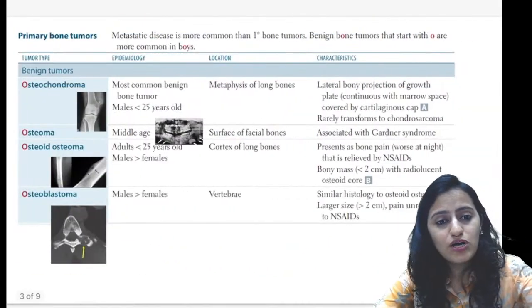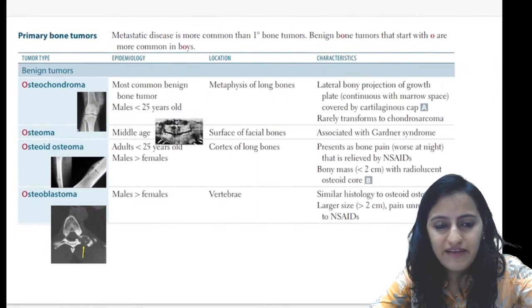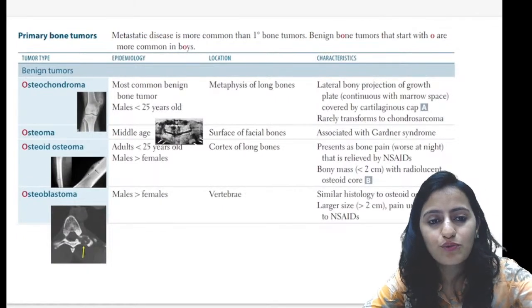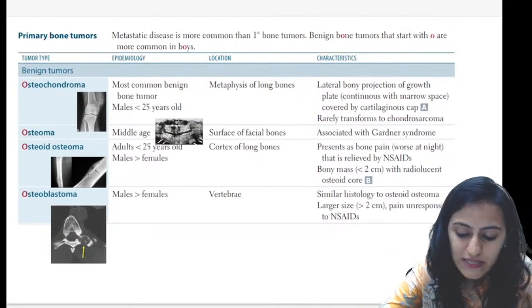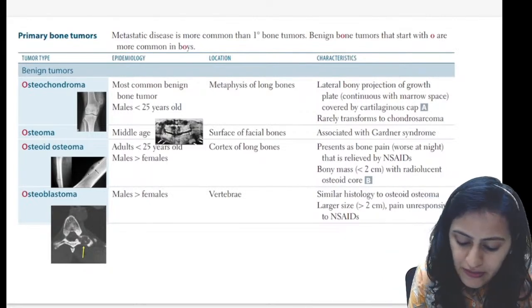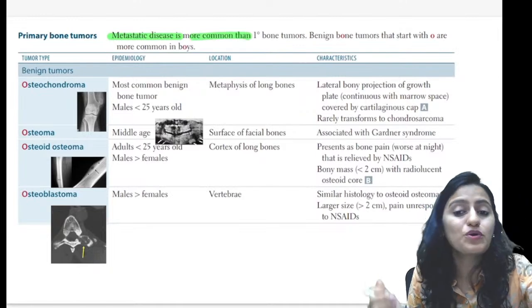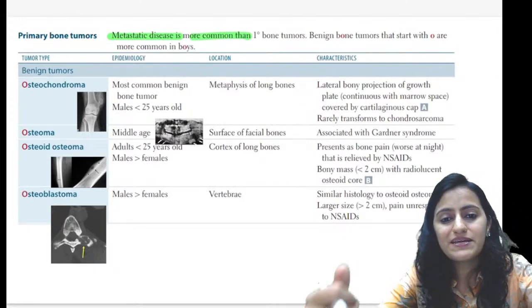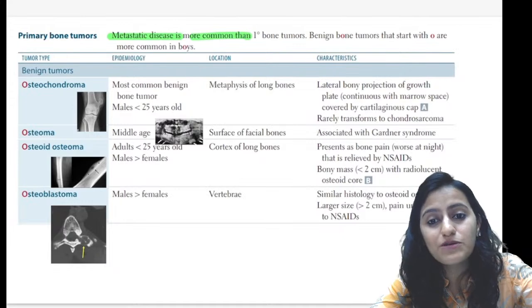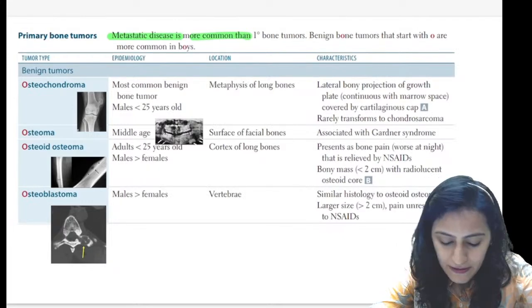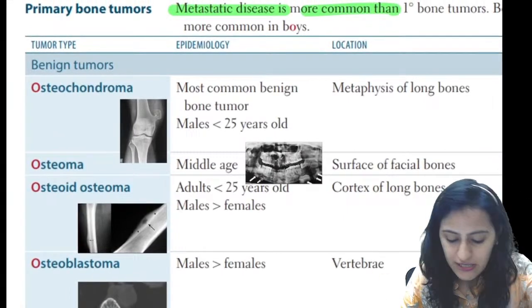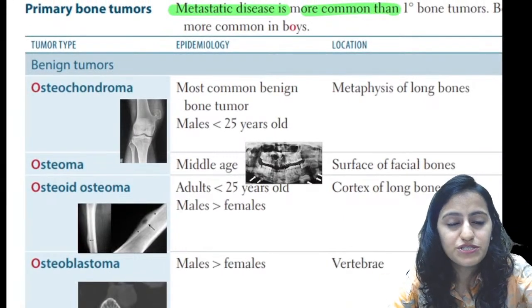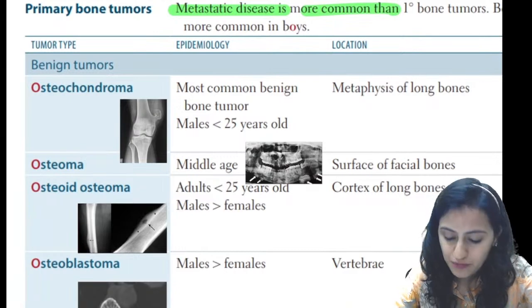Okay, now going on to this table from First Aid, I've added some extra images here along with the tumors so that it gives you a better memory. Now, if I ask you what is the most common bone tumor? The most common bone tumor is bone metastasis, right? But here in this session, we are going to talk about the primary bone tumors, okay? So, look at the first one, the benign tumors. We are talking about osteochondroma, osteoma, osteoid osteoma, and osteoblastoma.